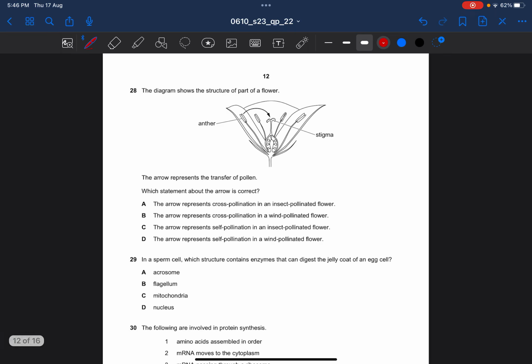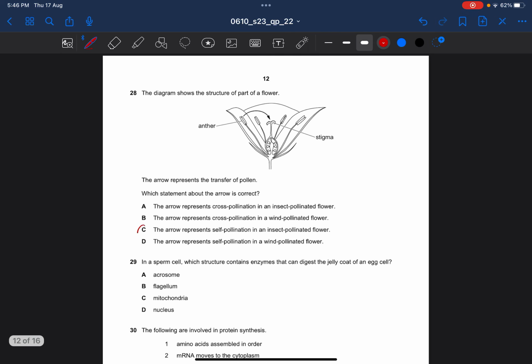Question 28. The diagram shows the structure of part of a flower. The arrow represents the transfer of pollen. Which statement shows the arrow is correct? So this flower is an insect pollinated flower, and this is self-pollination because there's only one flower here. So the answer is C. Okay. Question 29. In a sperm cell, which structure contains enzyme that can digest the jelly coat of an egg cell? So this is about the sperm, which is the acrosome. The acrosome contains digestive enzymes. When you draw it out, it's this one, the acrosome being located here, where they release the digestive enzymes.